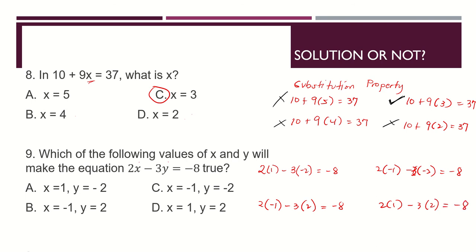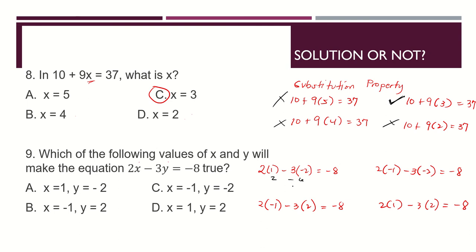Wait, ayusin ko lang sulat ko dito sa third item. Baka maguluhan din kayo. Ayan, so 2 times 1 minus 3 times negative 2 equals negative 8. O, check natin. So, solve ko siya using black ink. Sige. So, 2 times 1 is 2. Negative 3 times negative 2 is negative 6.